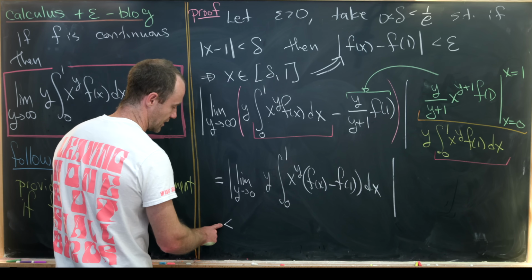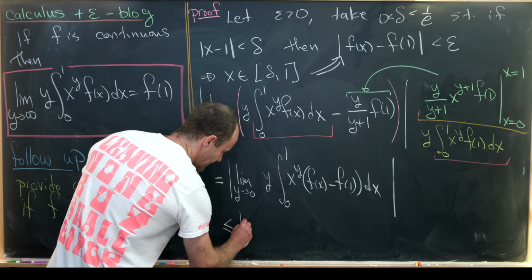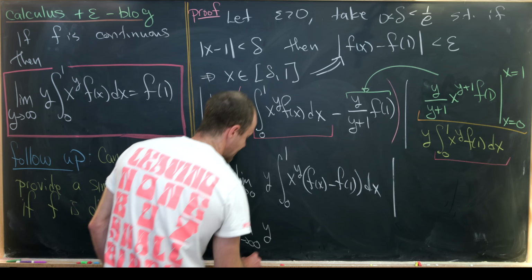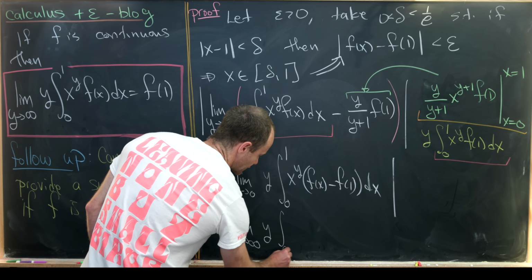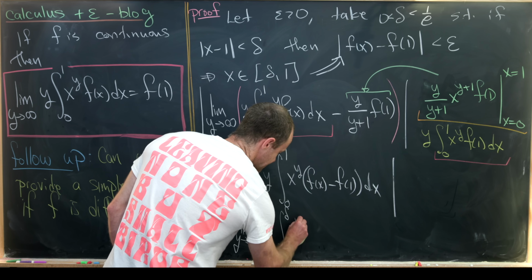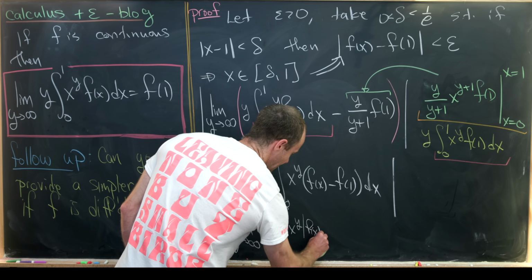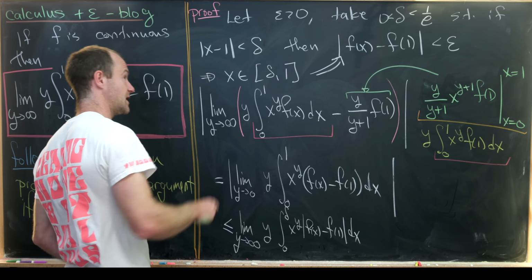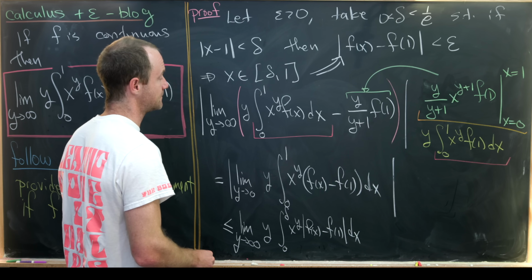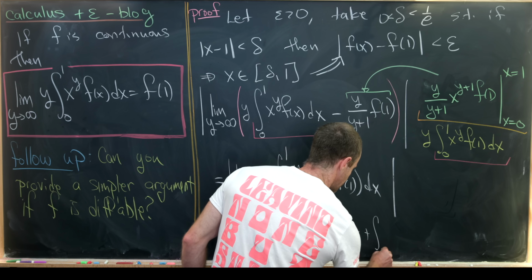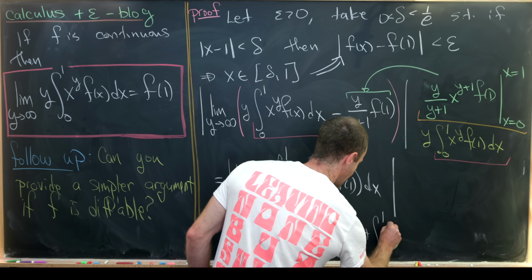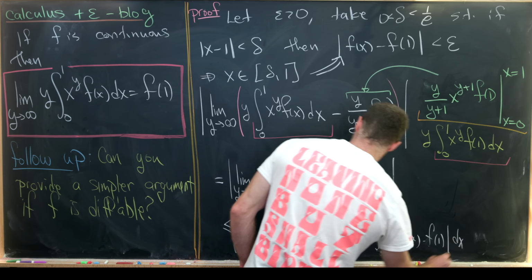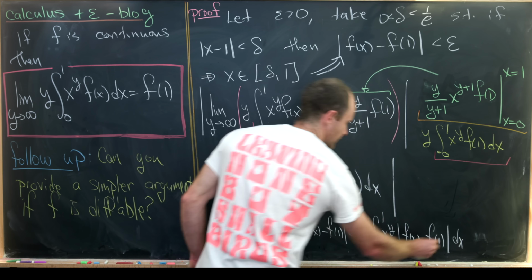So that's going to give me an inequality. This is going to be less than or equal to the limit as y goes to infinity of y times, let's see, we'll have the integral from 0 to delta of x to the y times the absolute value of f of x minus f of 1 dx, where that delta is this delta that we have up here, chosen so that our difference is less than epsilon, and then plus the integral from delta up to 1 of x to the y, and then the absolute value of f of x minus f of 1 dx. And then maybe this is all in parentheses right here.